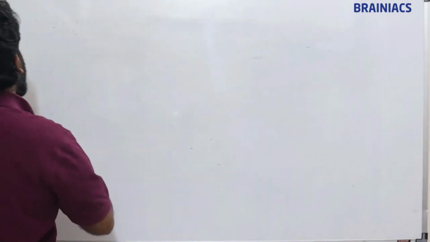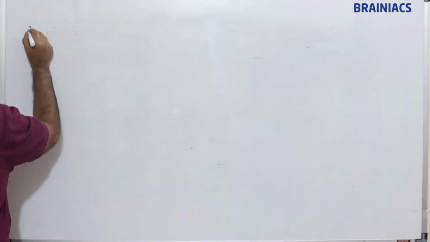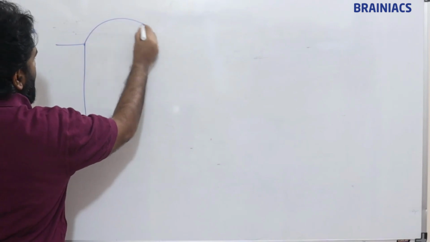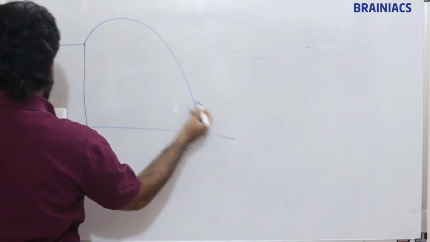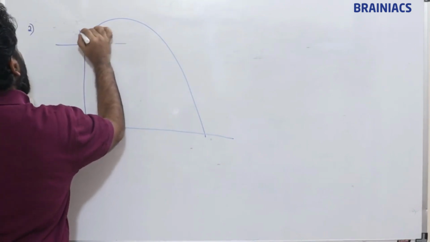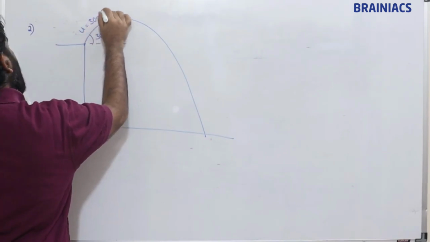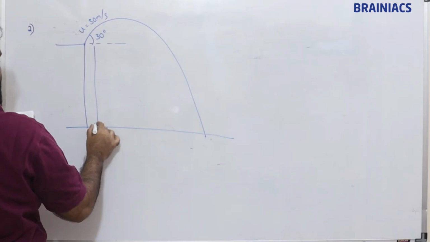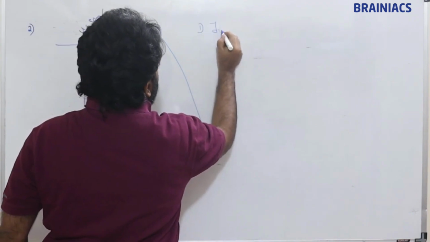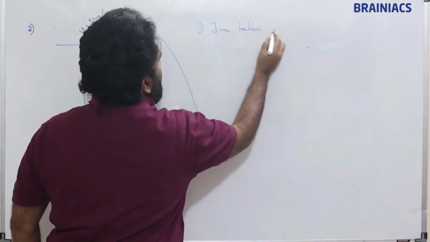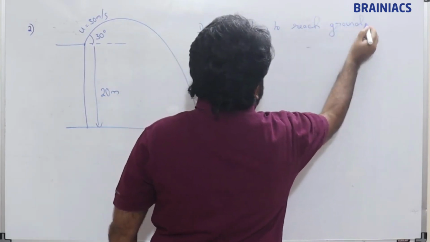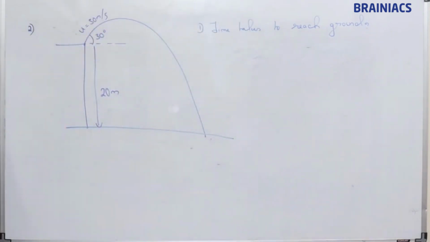We'll take another problem, another projectile, but in the same way we can do this also. This is a tower, this is projected like this. This is at an angle of 30 degrees, u is equal to 30 meter per second. This height can be considered as 20 meter. First question is the time taken to reach ground.